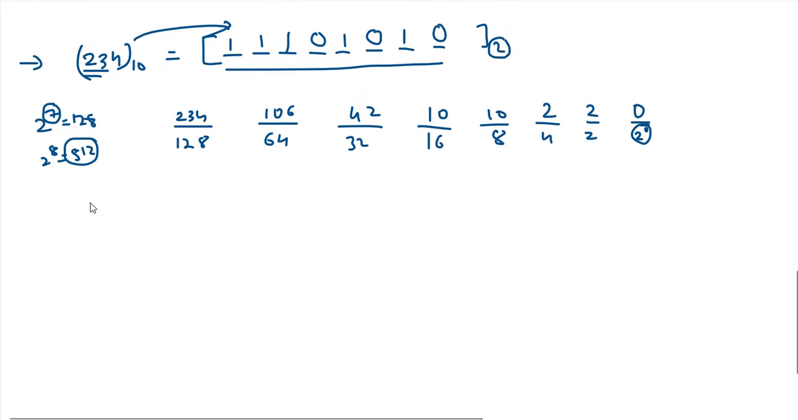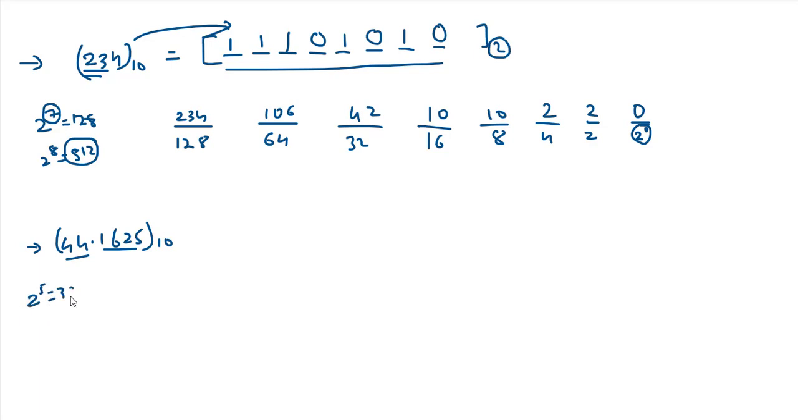Now let us see how to convert the fraction part of a decimal into its binary equivalent. Let us take this example, 44.1625 in base 10, and we want to convert it into its binary equivalent. We will convert the integer part and the decimal part separately. For the integer part, as we know, we first have to find the highest power of 2 in 44, which is 2 raised to 5, 32. Hence the highest power of 2 is 5. So we'll start dividing successively with 2 raised to 5, then 2 raised to 4, 2 raised to 3, up till 2 raised to 0.